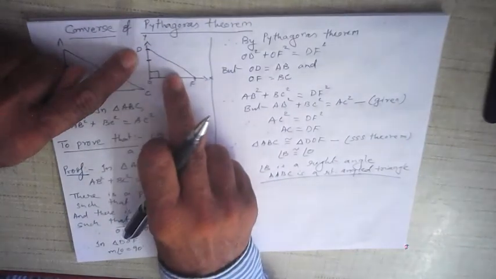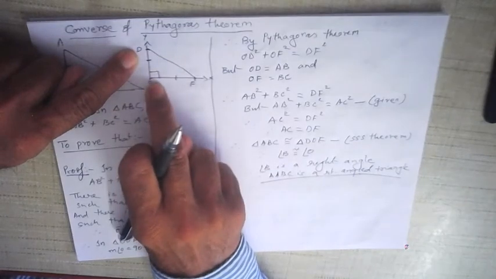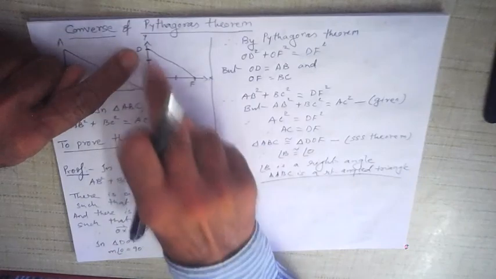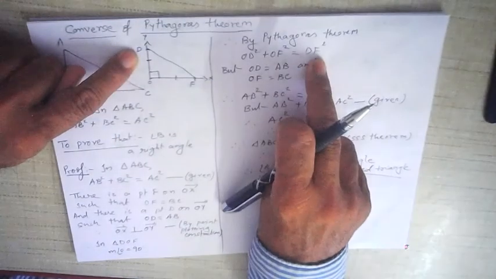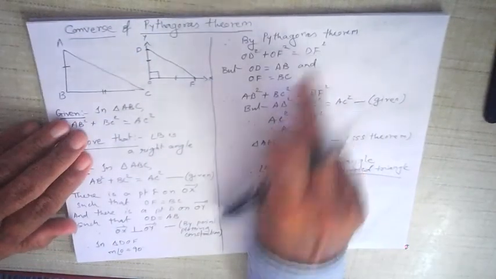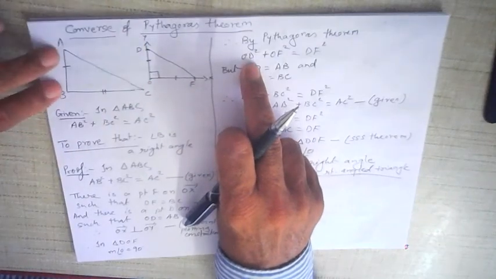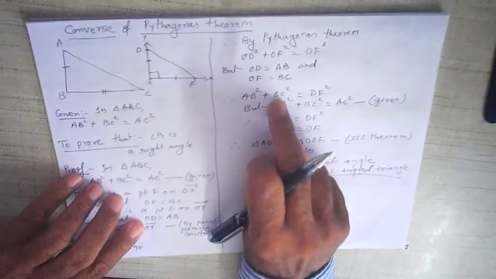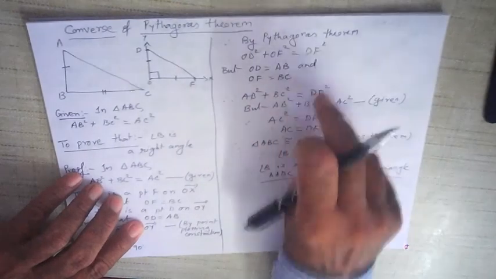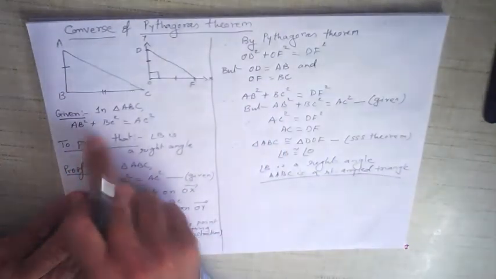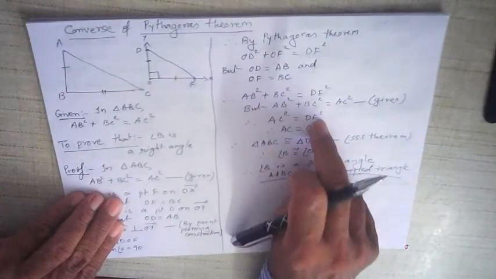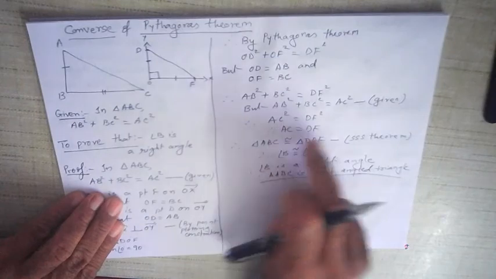This triangle DOF has got angle O as a right angle. So we can apply Pythagoras theorem in triangle DOF. So OD square plus OF square is equal to DF square. But we know that OD, we have just constructed, is equal to AB and OF is equal to BC. So I can write AB square plus BC square is equal to DF square. But we are given that AB square plus BC square is equal to AC square. So AC square is equal to DF square, or AC is equal to DF.